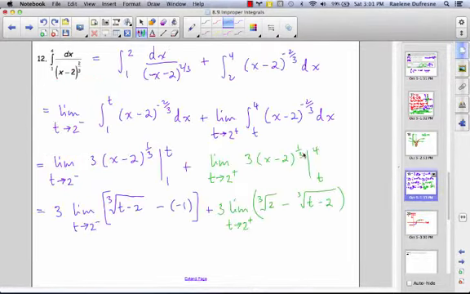And so we have this green limit is 0, and we have this blue limit is 0. And as a result, we get 3 times positive 1, which is 3, plus 3 times the cube root of 2. That's a finite number, and therefore this integral converges.